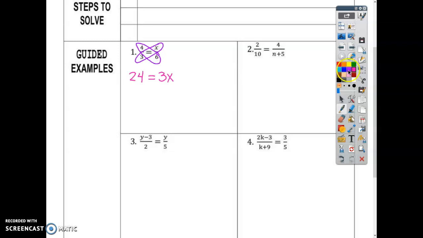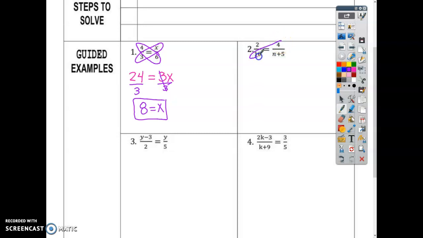Okay, this one's really easy because all you have to do is divide both sides by 3. But you can also put it in y equals and see where they cross. This would be x equals 8. Okay, let's do a harder one.